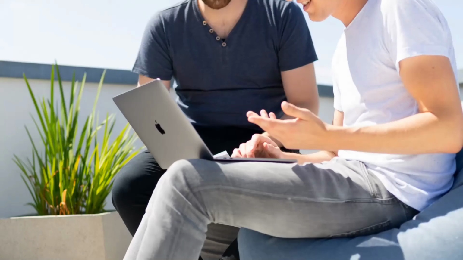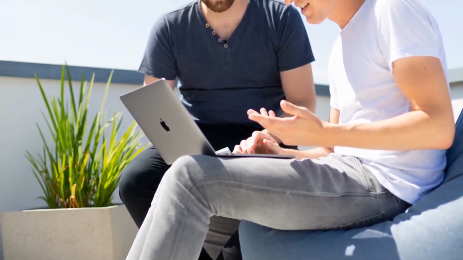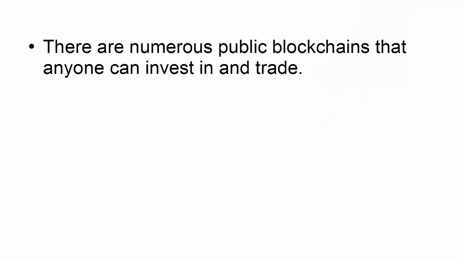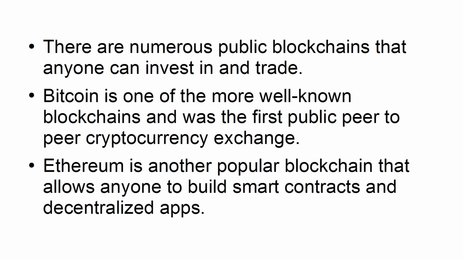Public blockchain. This type of blockchain allows anyone in the world to download the data and read the data. This means that anyone is allowed to participate in the consensus process and can write the data or block into the public blockchain. There are numerous public blockchains that anyone can invest in and trade. Bitcoin is one of the more well-known blockchains and was the first peer-to-peer cryptocurrency exchange. Ethereum is another popular blockchain that allows anyone to build smart contracts and decentralized apps.